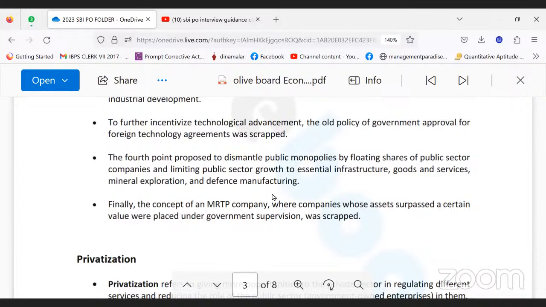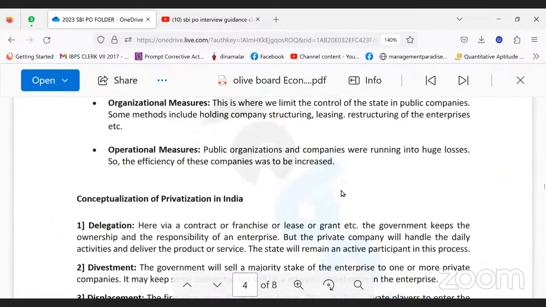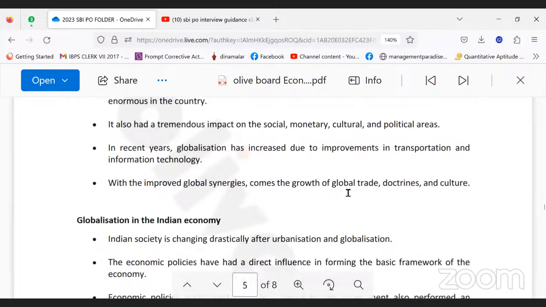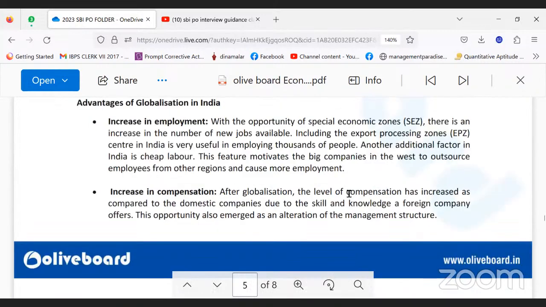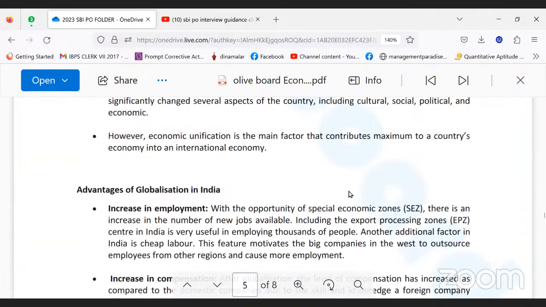Now, finally, the concept of an MRTP company, where companies whose assets surpassed a certain value were placed under government supervision, was scrapped. MRTP means monopolies and restrictive trade practices. Very good. So this contains some more material on privatization, definition of privatization, conceptualization of privatization, then the effect of globalization on India, globalization in the Indian economy, and advantages of globalization in India. We will read this only because I have covered the rest in the previous video I posted. So kindly read this one.